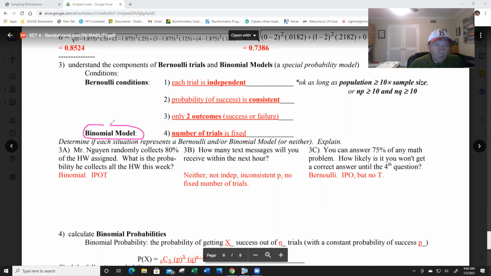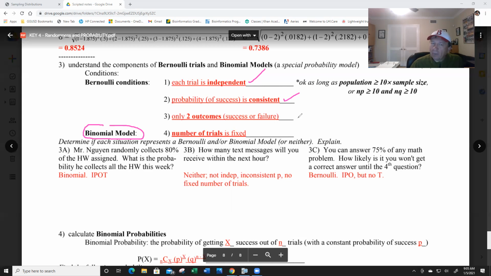Okay, the first one, Mr. Nguyen randomly collects 80% of the homework. What is the probability he collects all the homework this week? Is this binomial? Okay, the first thing, is each week independent? Yeah, you can assume that. Check. Is the probability of success consistent? Yeah, seems like it's 80% a week. Okay, yes. Are there 2 outcomes?